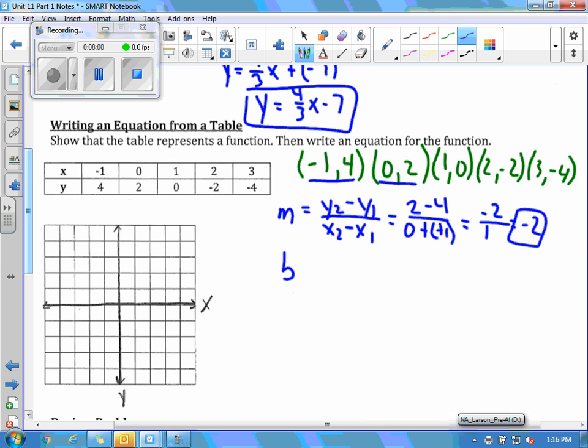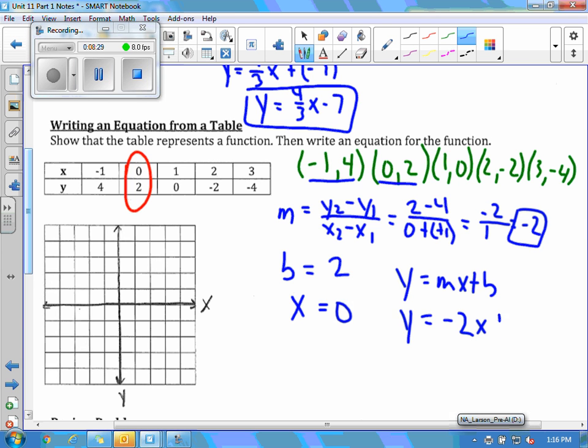The next thing I need to do is figure out my y-intercept. We know that our y-intercept is where the x is equal to 0. So if you look at the table, when x is 0, y is 2. So I know that my y-intercept is going to be 2. So when I write my y equals mx plus b equation, I can write y equals negative 2x plus 2. So my m, or my slope, came from right here, and my y-intercept is right here.